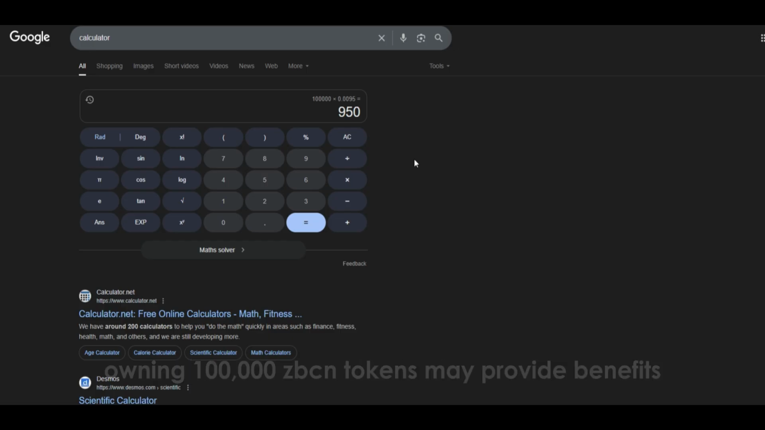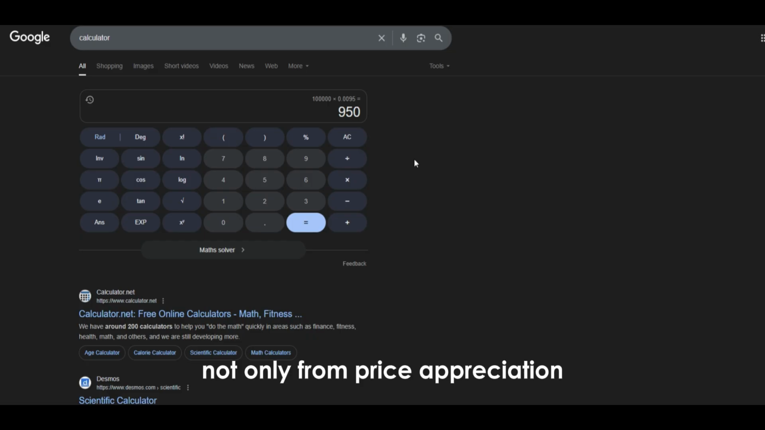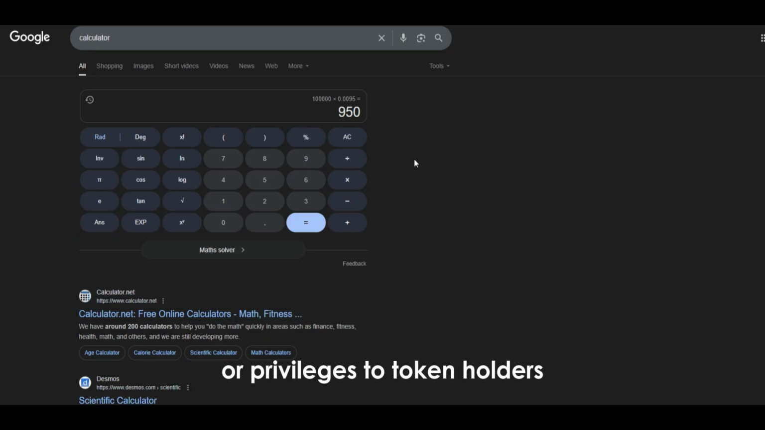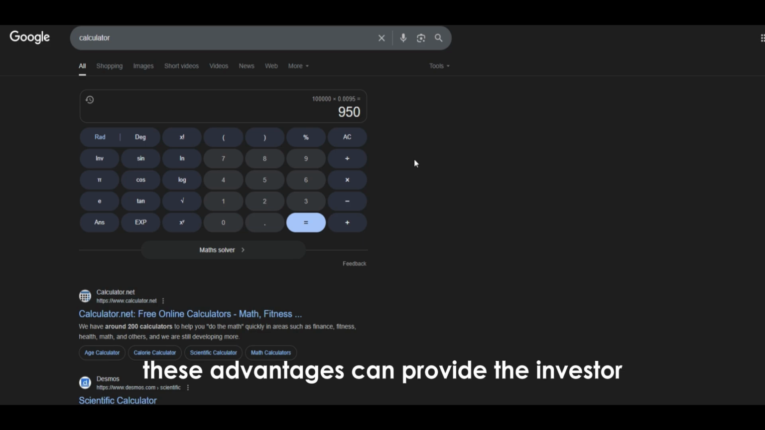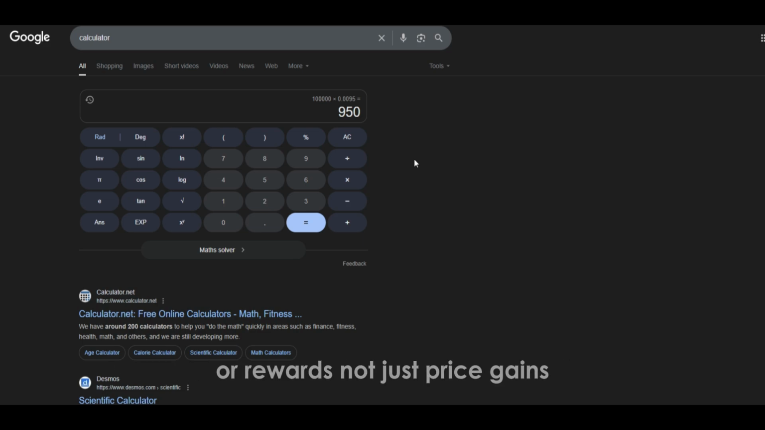At this point, owning 100,000 Zbcn tokens may provide benefits not only from price appreciation, but also from possible airdrops, staking, or community events. Crypto projects often offer various rewards or privileges to token holders. These advantages can provide the investor with additional benefits through passive income or rewards, not just price gains.